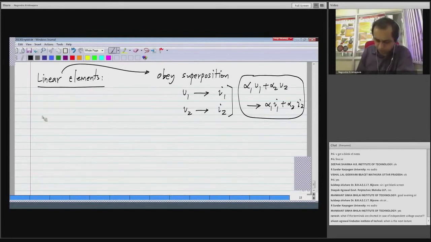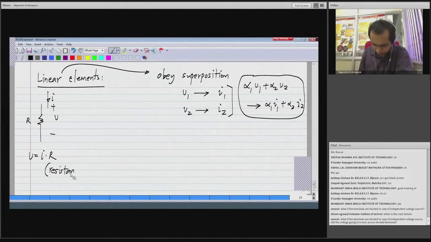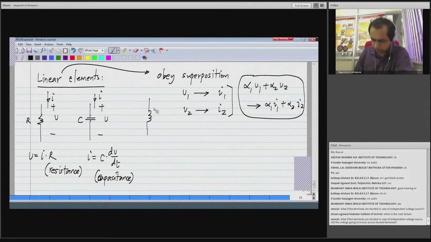Now, which are the linear elements we looked at? The resistor R, whose voltage and current are related by a proportionality constant R, which is the resistance, and a capacitor C, whose voltage and current are related by the time derivative, and C is the capacitance, and finally the inductor, whose voltage and current are related by a time derivative but in the opposite direction, and this L is the inductance.